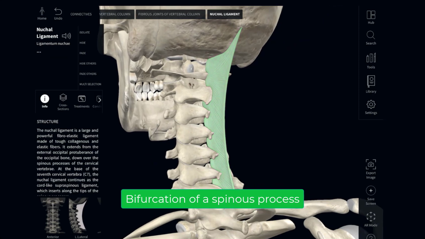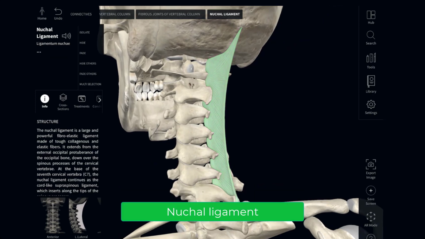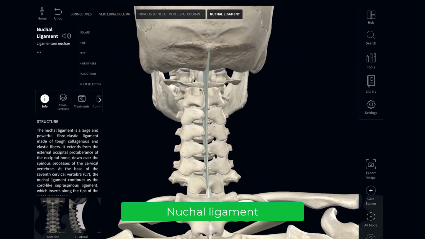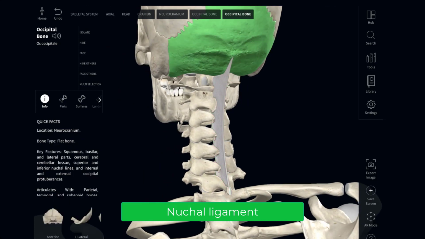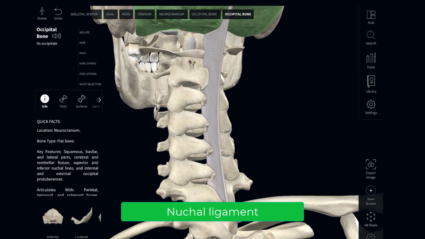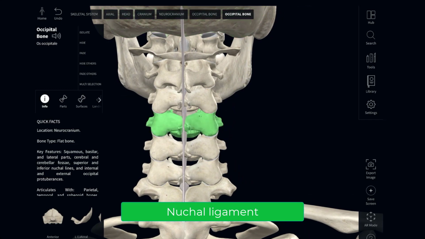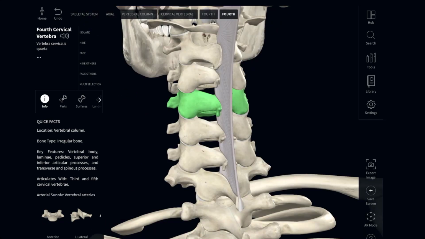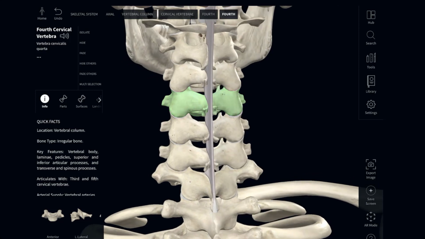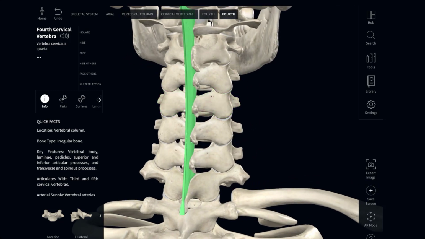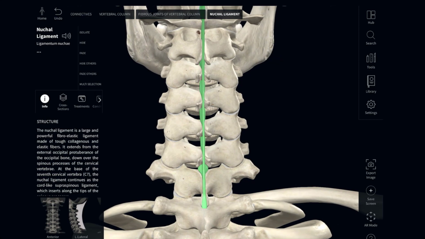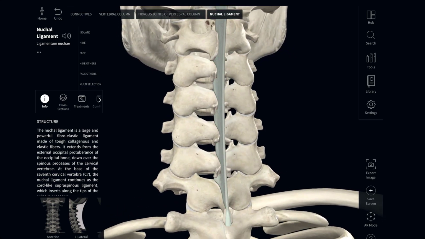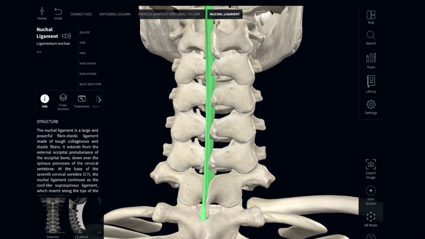These bifurcations are important because this ligament that is attached to the occipital bone comes down and sits in these bifurcations of the spinous processes. This provides extra protection from hyperflexion of the neck region. So, beautiful, isn't it? How this nuchal ligament is sitting in between these bifurcations.